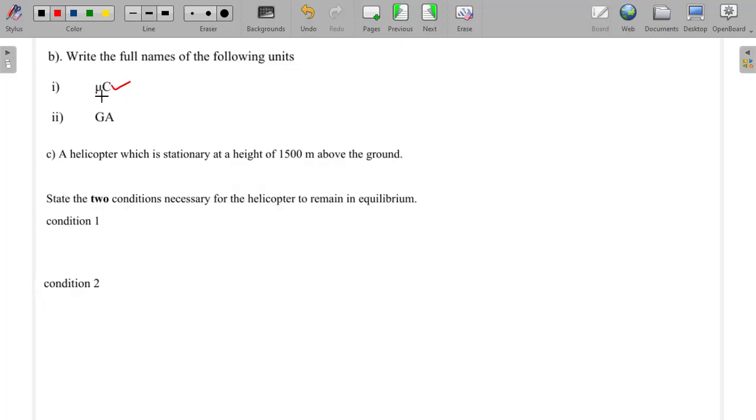charge in coulombs, whilst this is the symbol for micro. So the full name for this particular unit is a micro. Capital C for coulomb, which is the unit of measurement for charge. Then we have the mu there, which is basically used to represent micro.